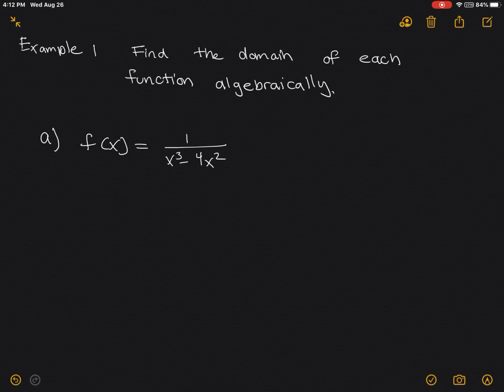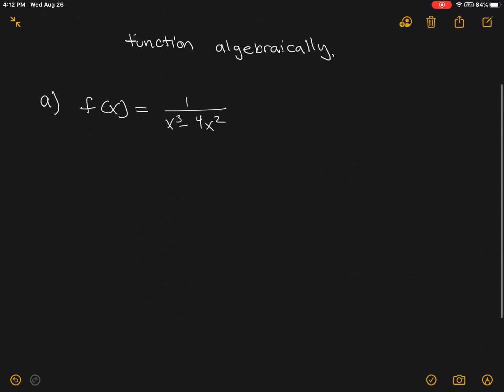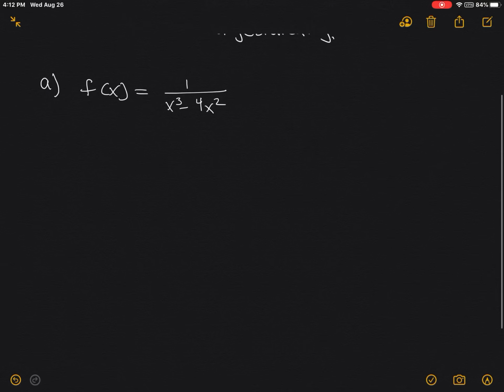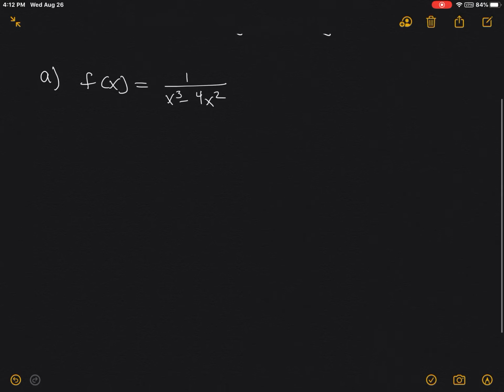Okay, we're now going to take a look at some examples finding domain, and let's start with this function in part A. Okay, so f of x is equal to 1 over x cubed minus 4x squared. And first, you identify what kind of function it is, right? Clearly, this is a rational function. Again, what's a rational function? Anytime you have a variable in the denominator, that's called a rational function, okay?